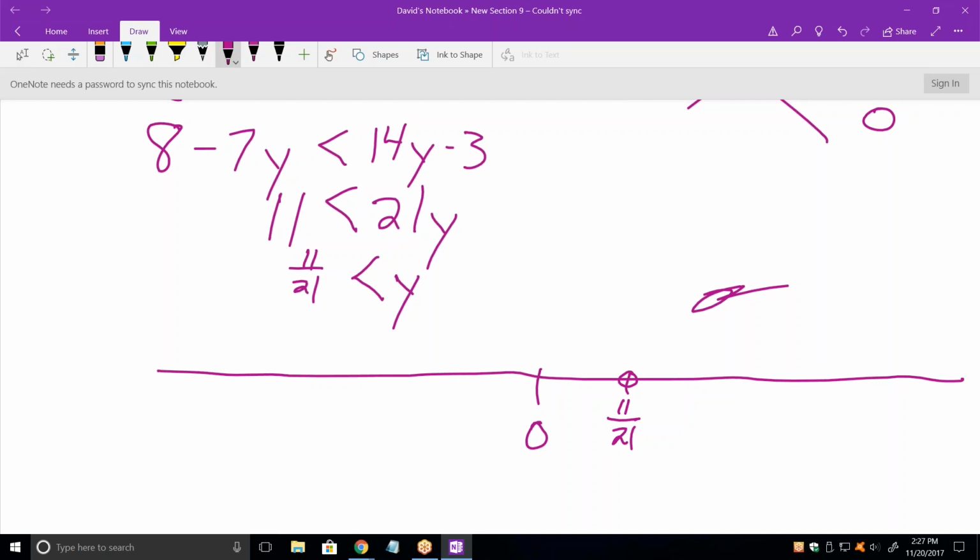Now, I'm not done. I've got to draw the graph of this. Which way do I go? To the right or to the left? To the right. And there you go. And then you put an arrow on it indicating it goes all the way to infinity. And that's the solution set. If I had to write it in interval notation, it would be 11/21 to infinity, parentheses around both.